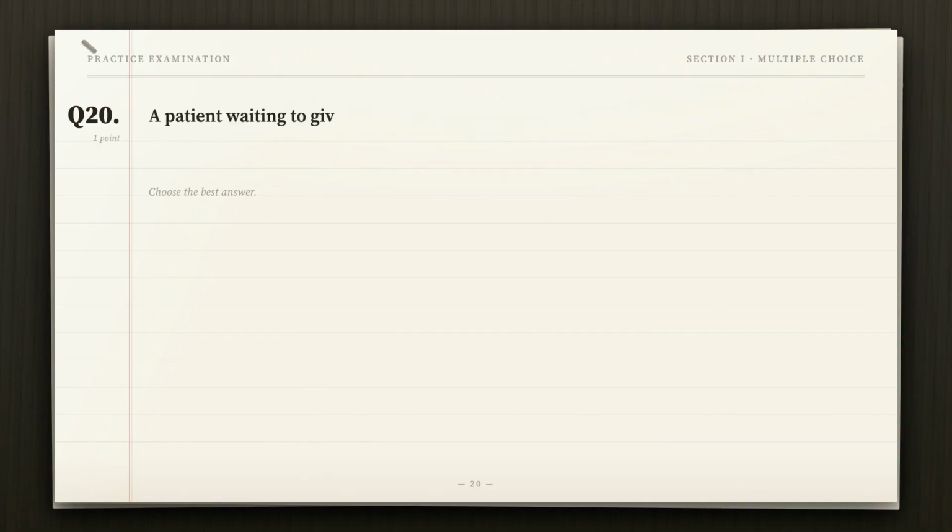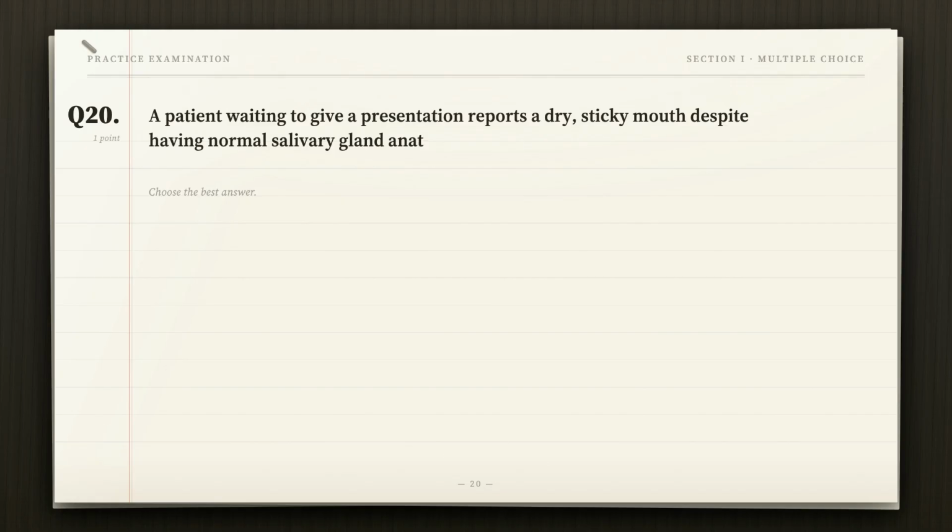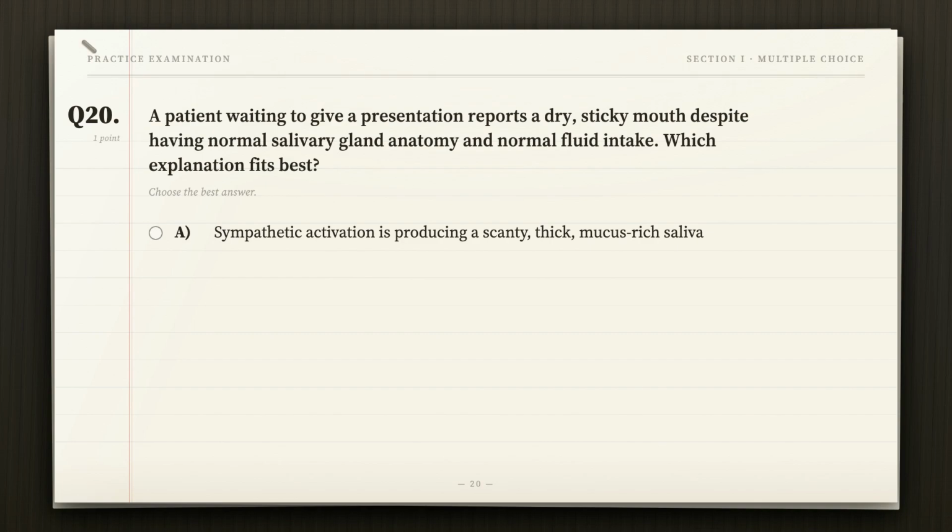Question 20. A patient waiting to give a presentation reports a dry, sticky mouth despite having normal salivary gland anatomy and normal fluid intake. Which explanation fits best? Your options are: A. Sympathetic activation is producing a scanty, thick, mucus-rich saliva.